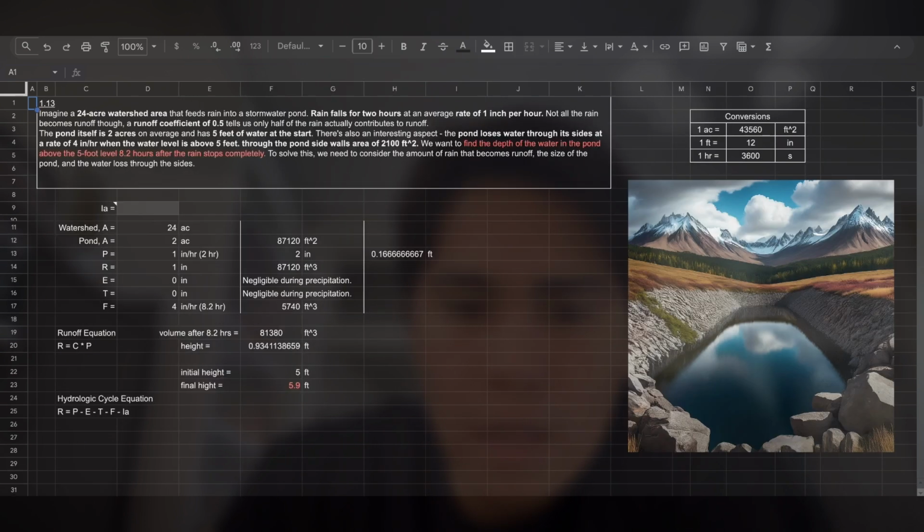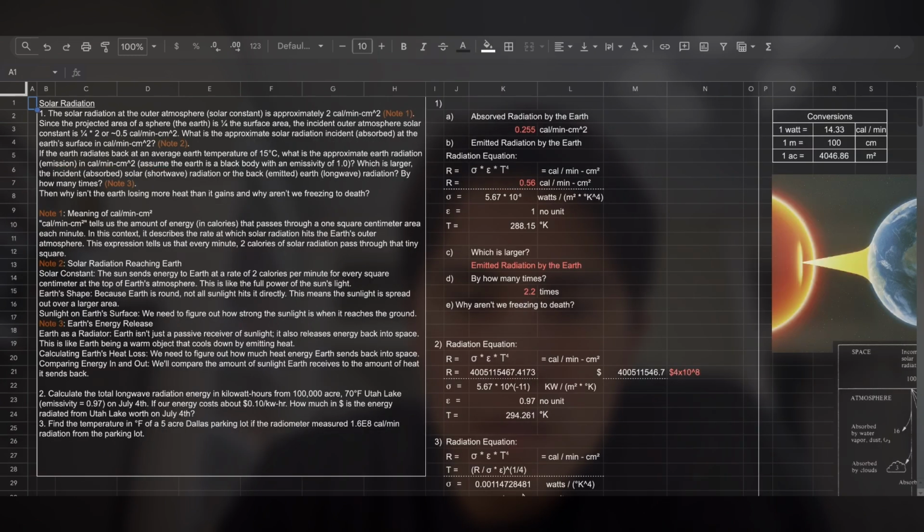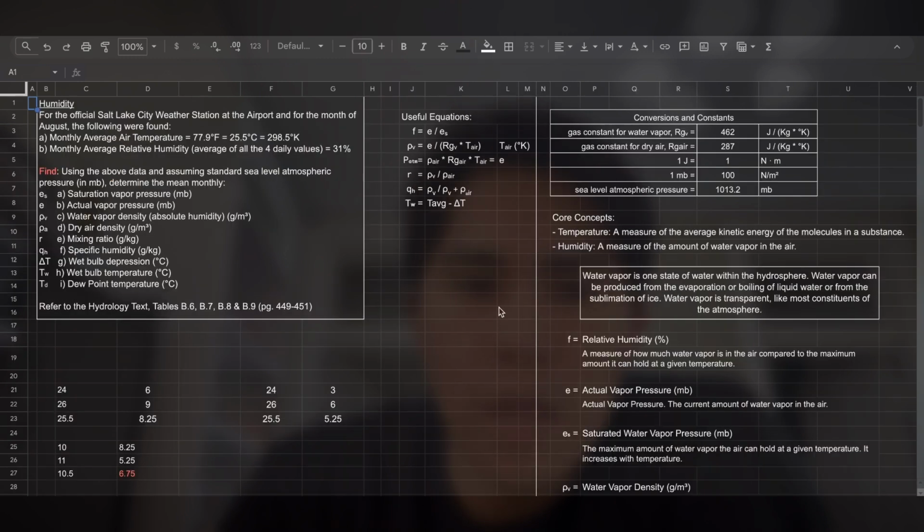And then we introduced radiation and humidity. Again, these are a lot of equations. Radiation is just one equation, the radiation equation, but it's very important you get some practice using the units of the equation, depending on what the problem is asking you. And in the humidity, we also have a lot of equations.